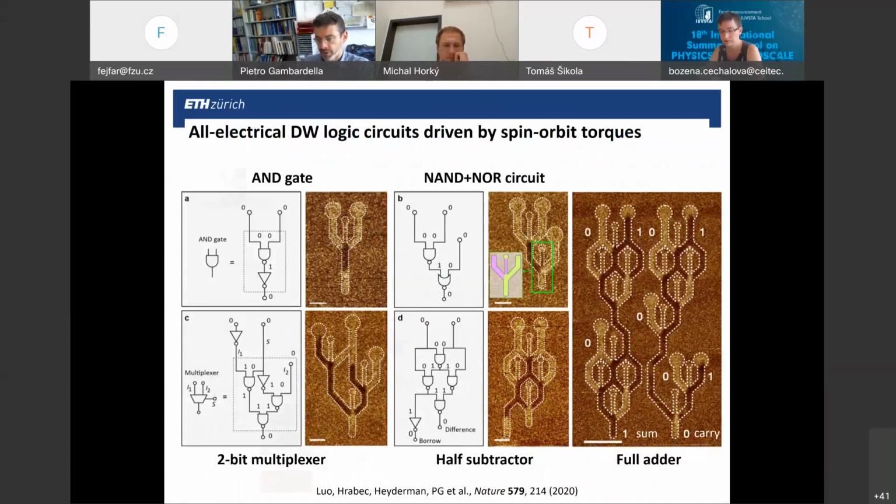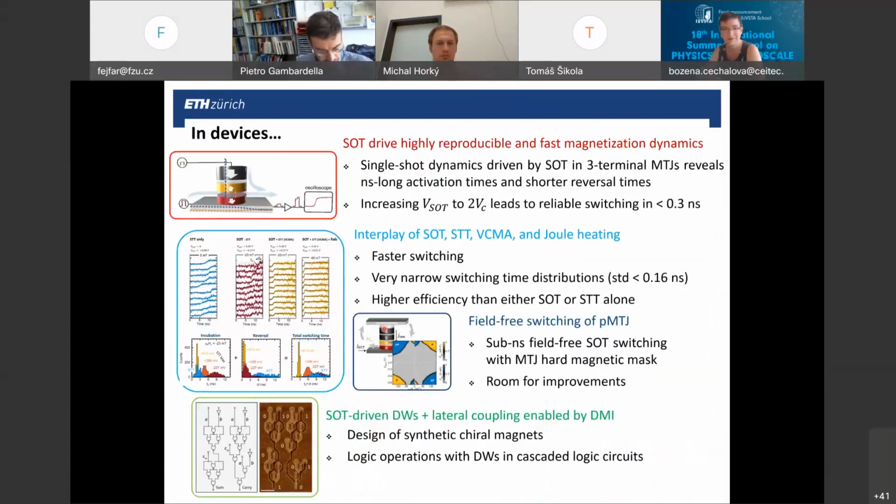Okay, so I'm sorry for the extra time. What I wanted to say in this last part is that these current-induced effects are very powerful to drive fast dynamics in small devices.